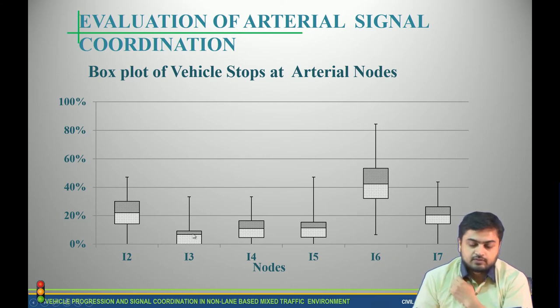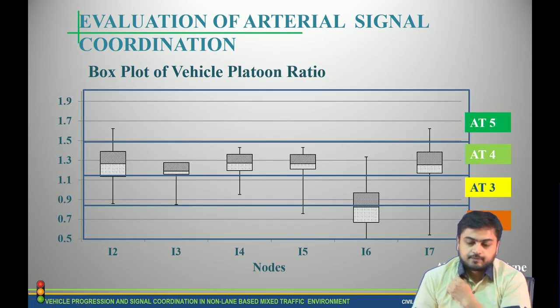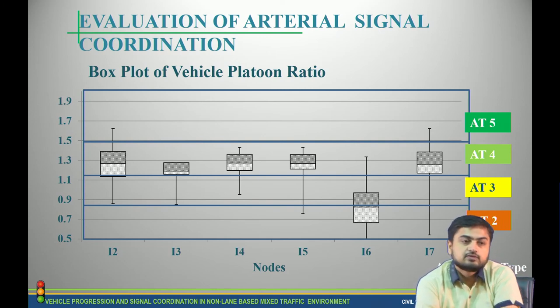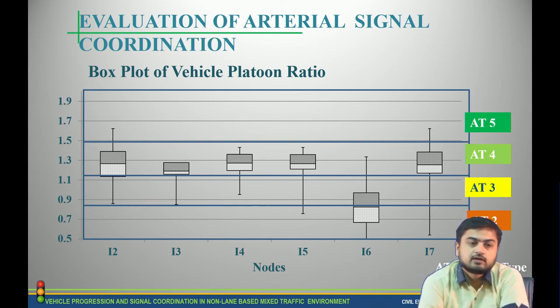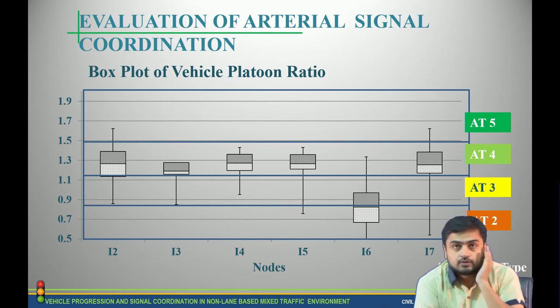So, we found that except for node I6, at various other nodes we found the box plot of various distributions within the 40% level. And this is the vehicle platoon ratio. Vehicle platoon ratio is one of the measures recommended by the Highway Capacity Manual, and it is also extensively used in various parts of the world to assess the signal coordination plan.